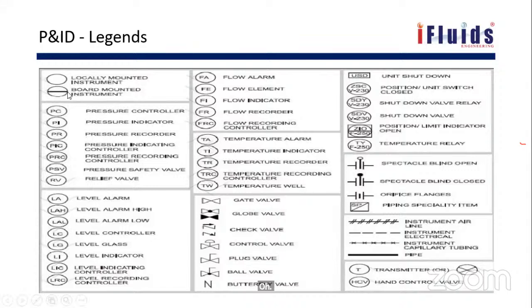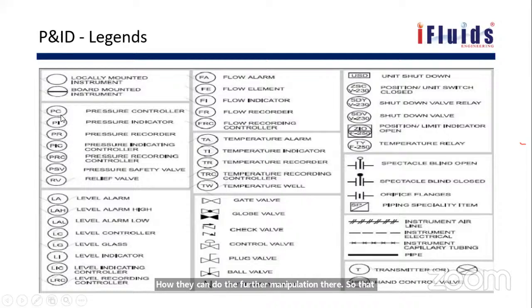And you can see that a circle with a center line is mentioned as a board mounted instrument. That means this is like a remote place where readings will be taken, and then they can see the data or do further manipulation there. Once you go into detail, you'll easily understand this.